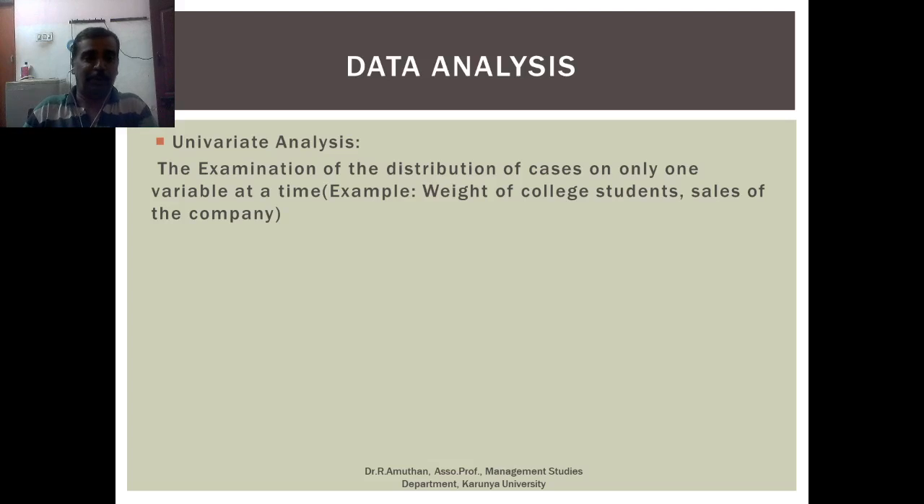Again, sorry to disturb you on the topic called data analysis, as a part of the lecture series in methodology. Data analysis is the fourth part of the entire research process, starting from choosing the topic down to preparing the research report. It comes just one step before preparing the research report.